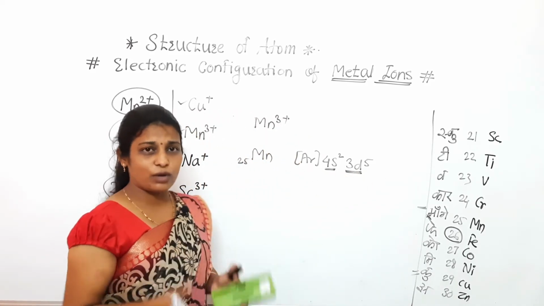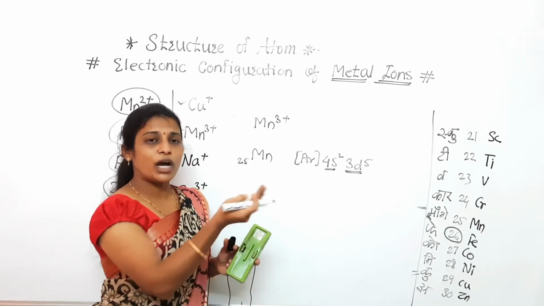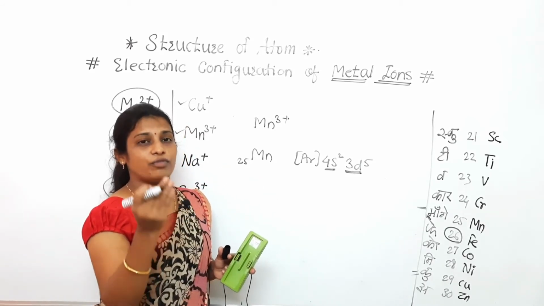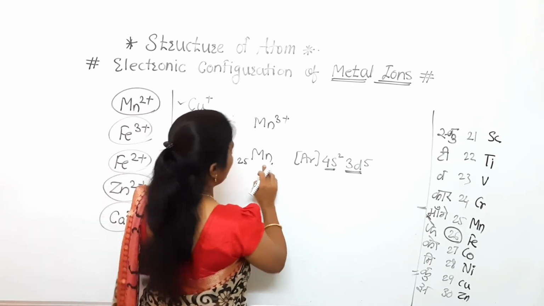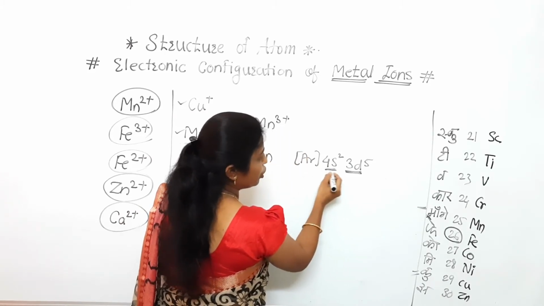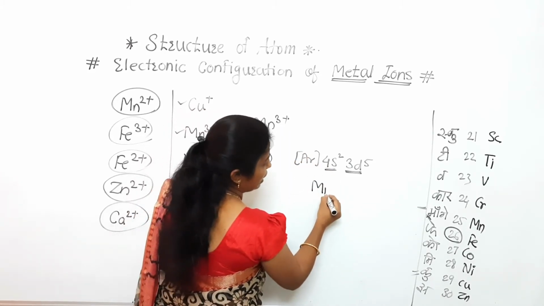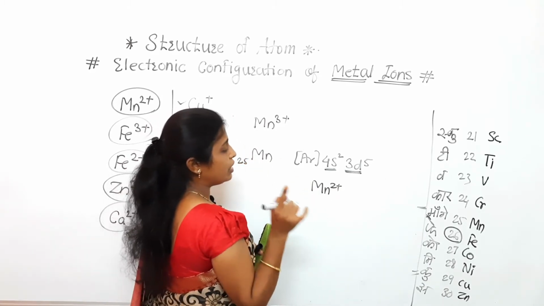Because if we need 5000, but someone has only 4000, then we have to take that 4000 and for the remaining amount we have to search for another person, like that here also. Mn2 plus. So 3 plus charge is there. If we are removing only 2, then it will carry plus 2 charge. If we are removing 3, then it will carry 3 plus charge.